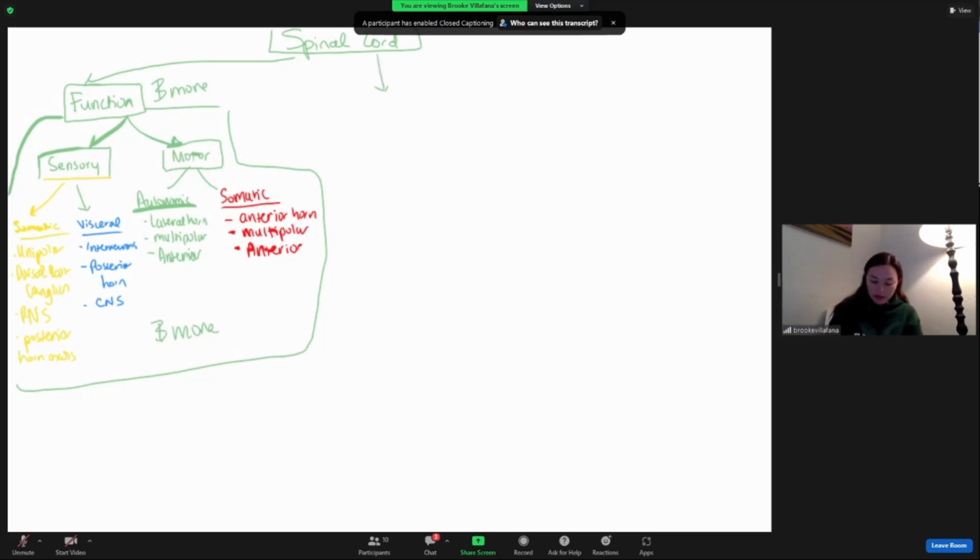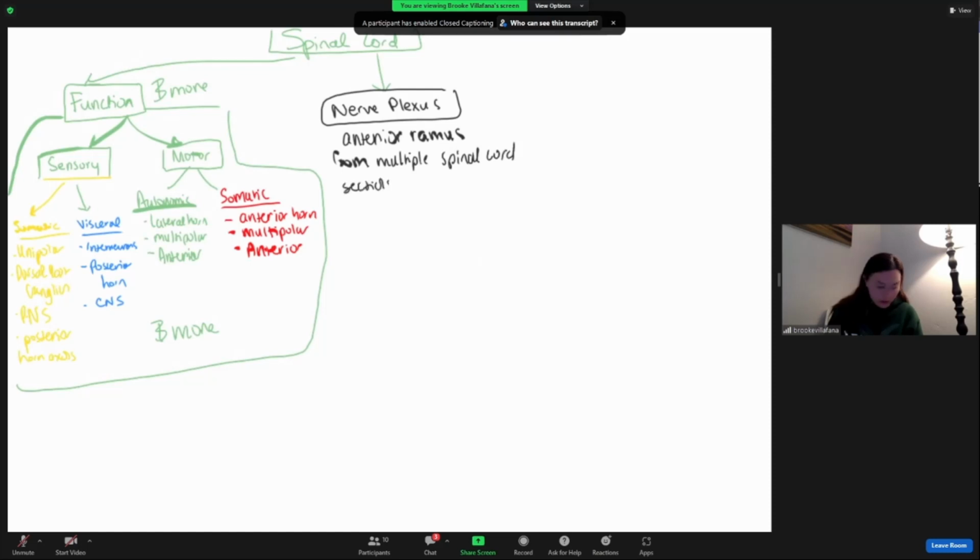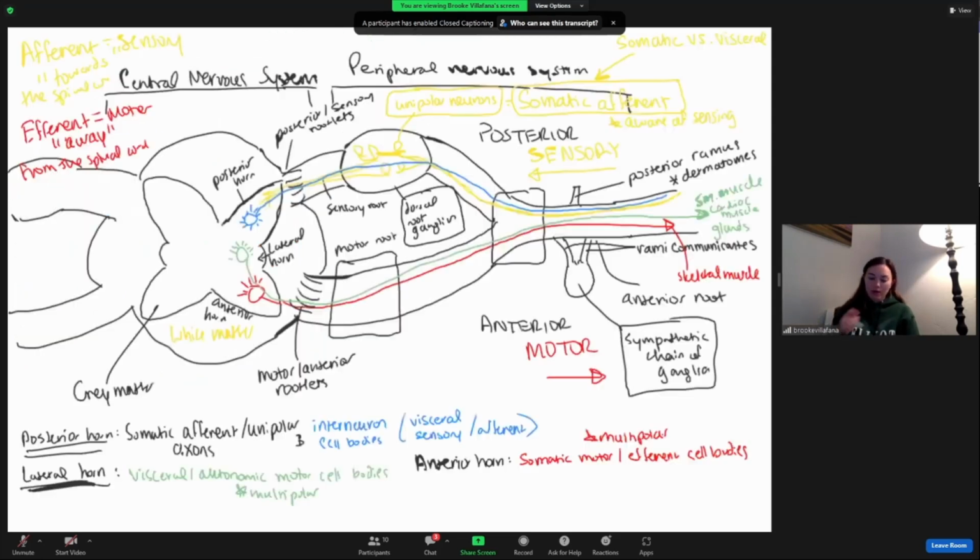So another term for this is the nerve plexus. The nerve plexus references the fact that we have multiple areas where the anterior ramus from multiple spinal cord sections weave and join together. So I'm going to go back over here and point out again.